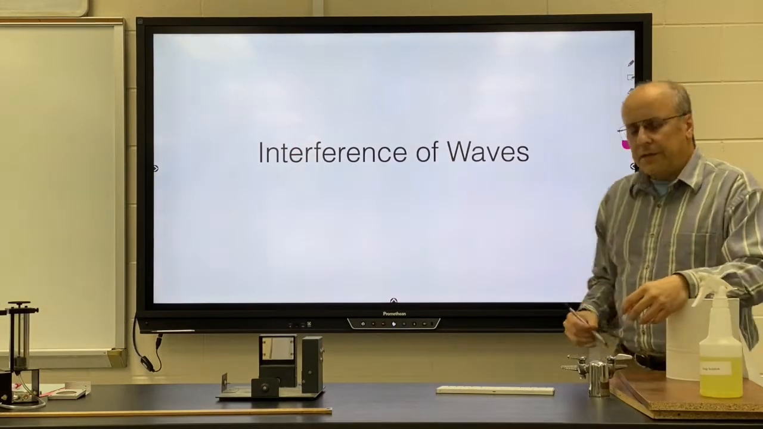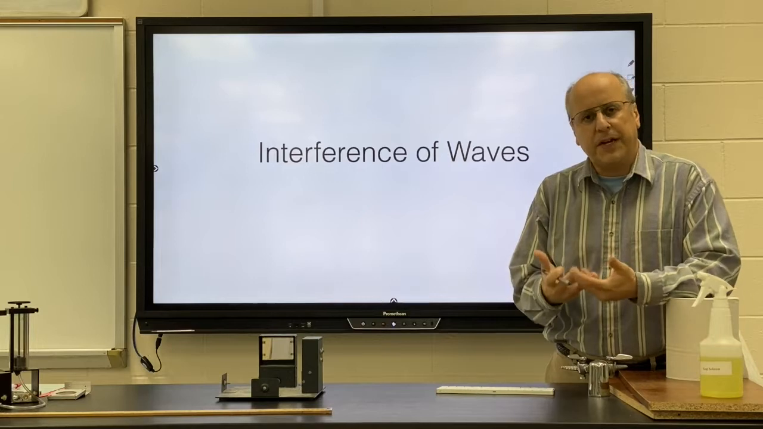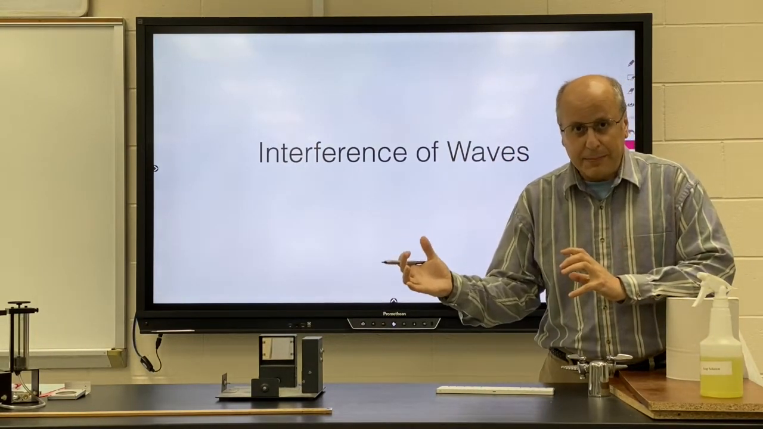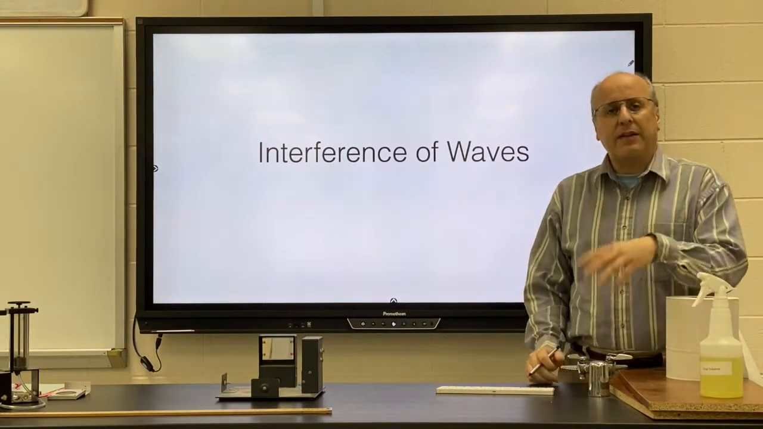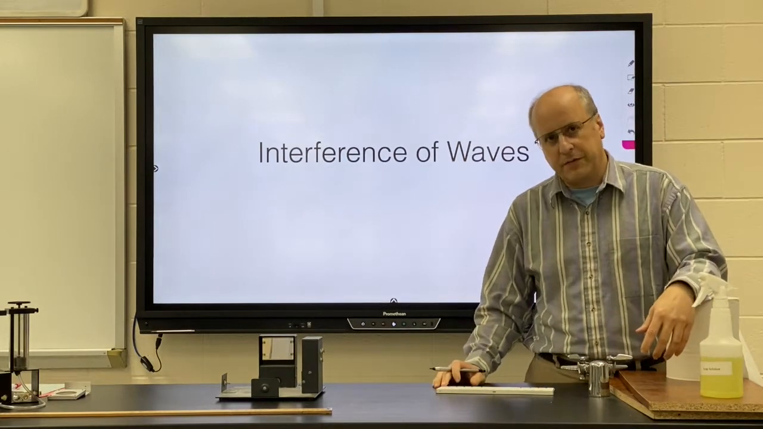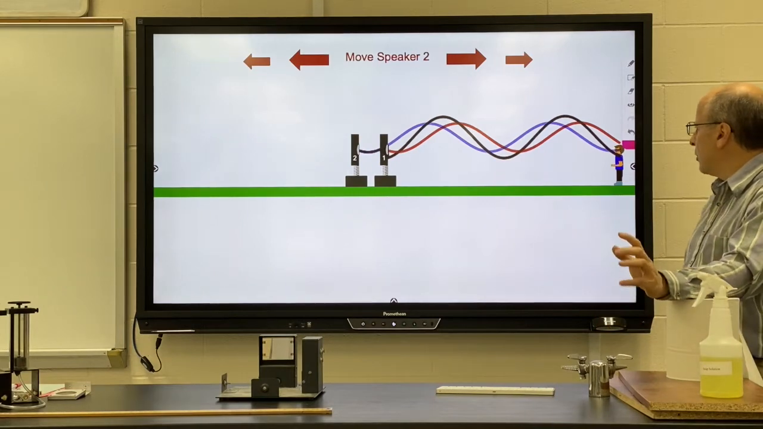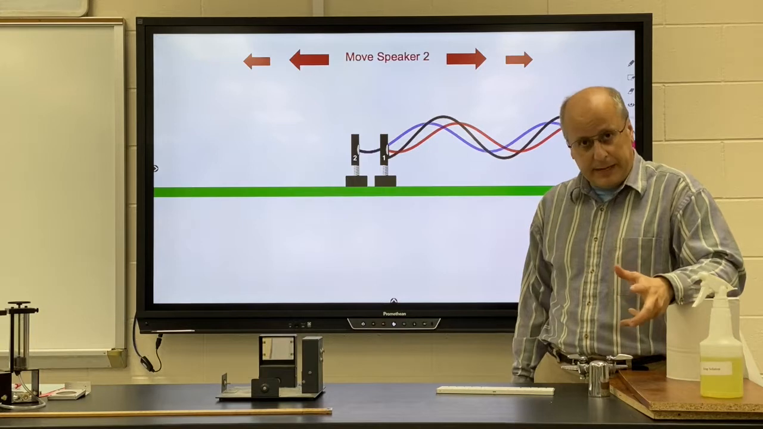Okay, so this phenomenon of these overlapping waves is known as interference. If it's perfect overlapping in terms of the way they're lining up, it's constructive. And if they're 180 degrees out of phase, it's called destructive interference. I'd like you to now see how we can produce this using speakers. We can do the same thing with light.